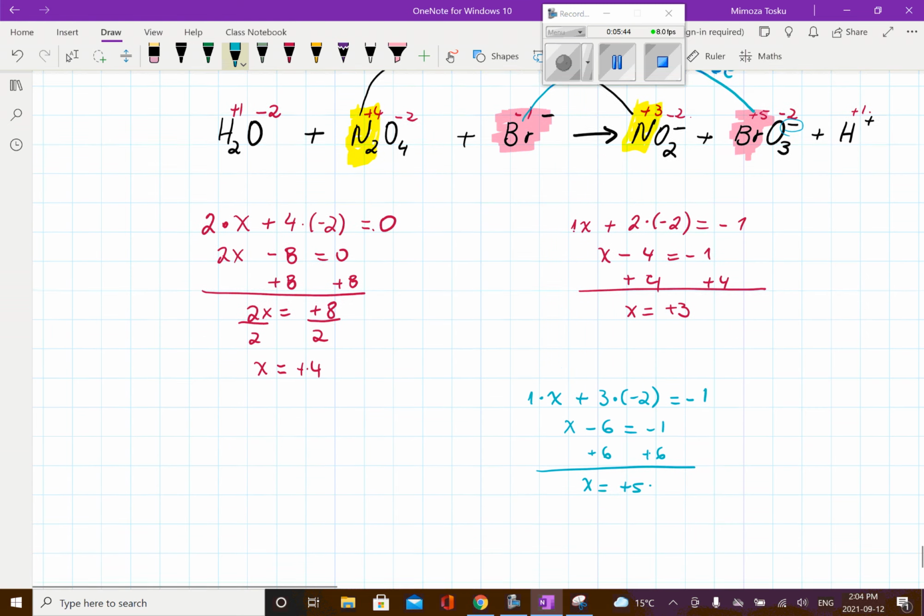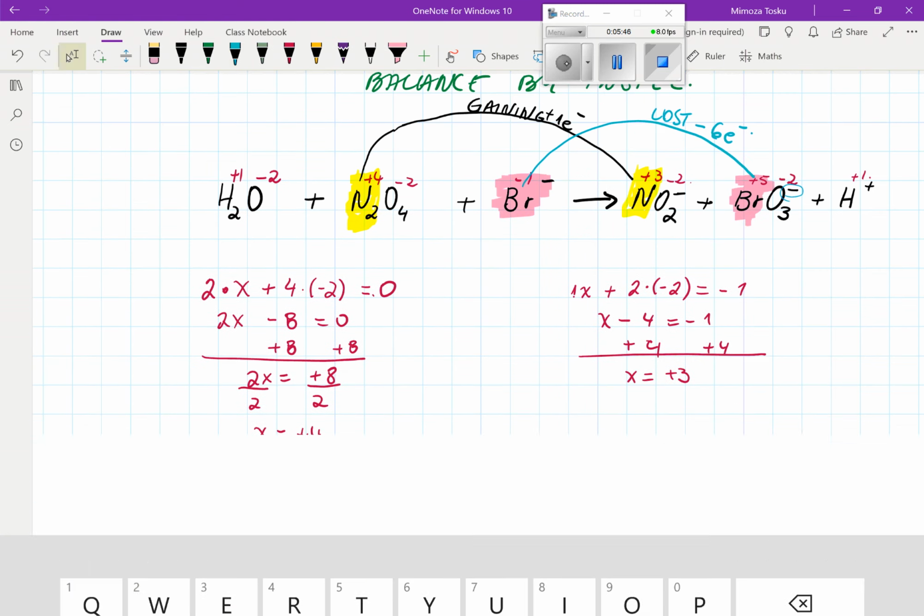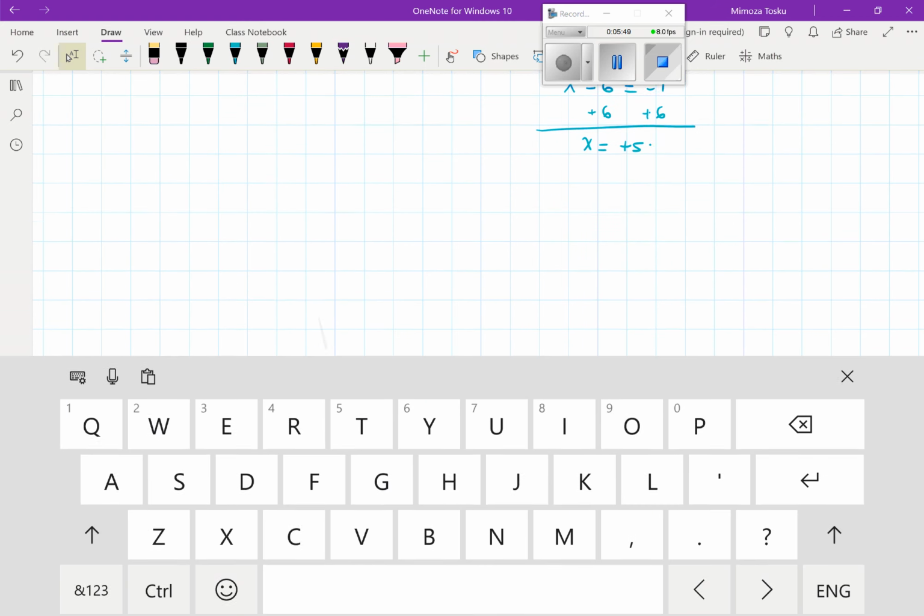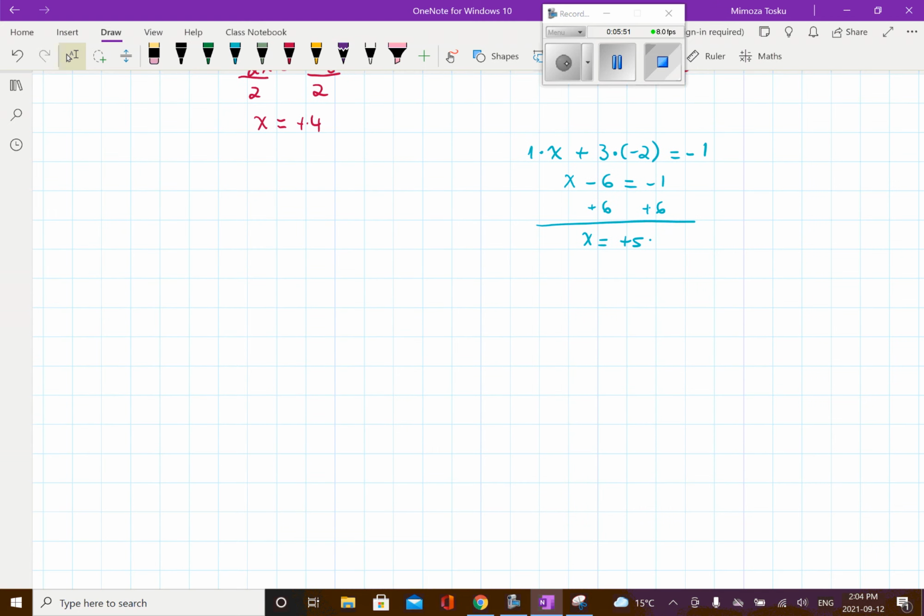Okay, so let's write this information here. This is the third step: find the electrons transferred per atom. So we have nitrogen, which is gaining 1 electron per atom, so N. And for bromine, we are losing 6 electrons.